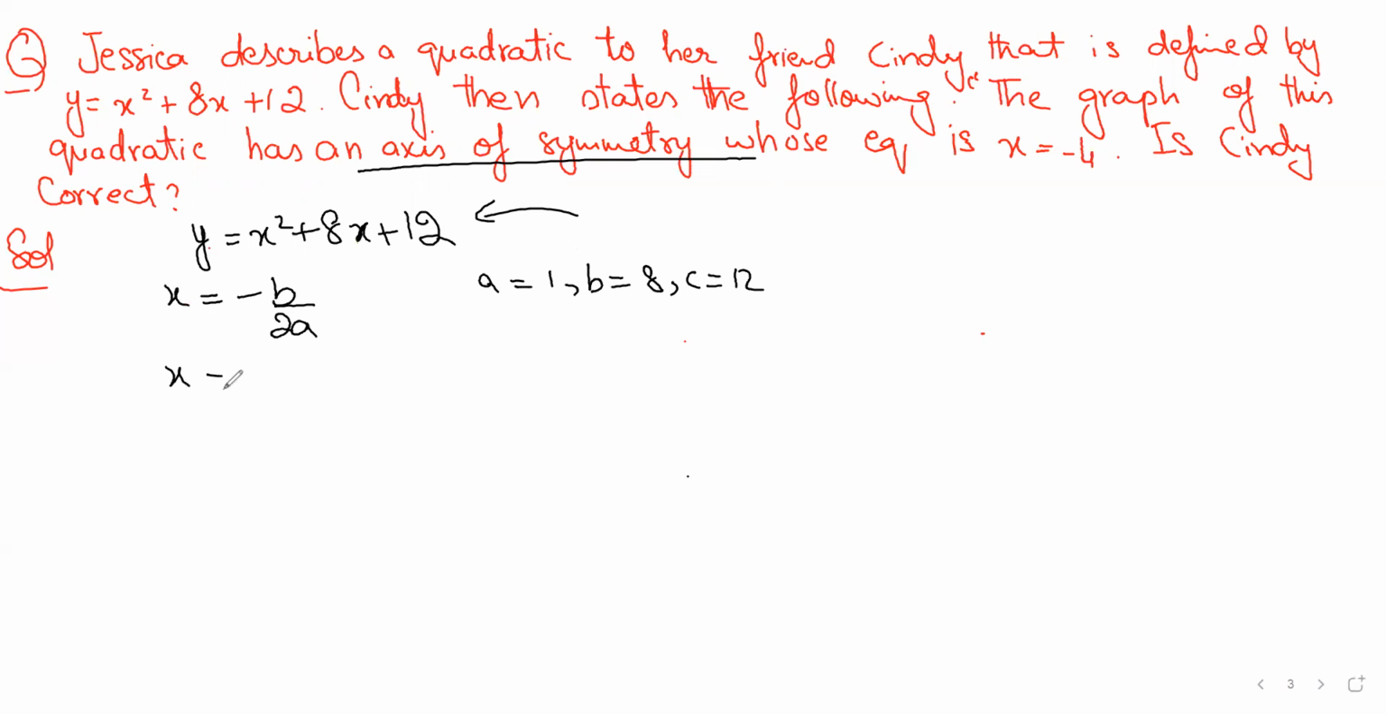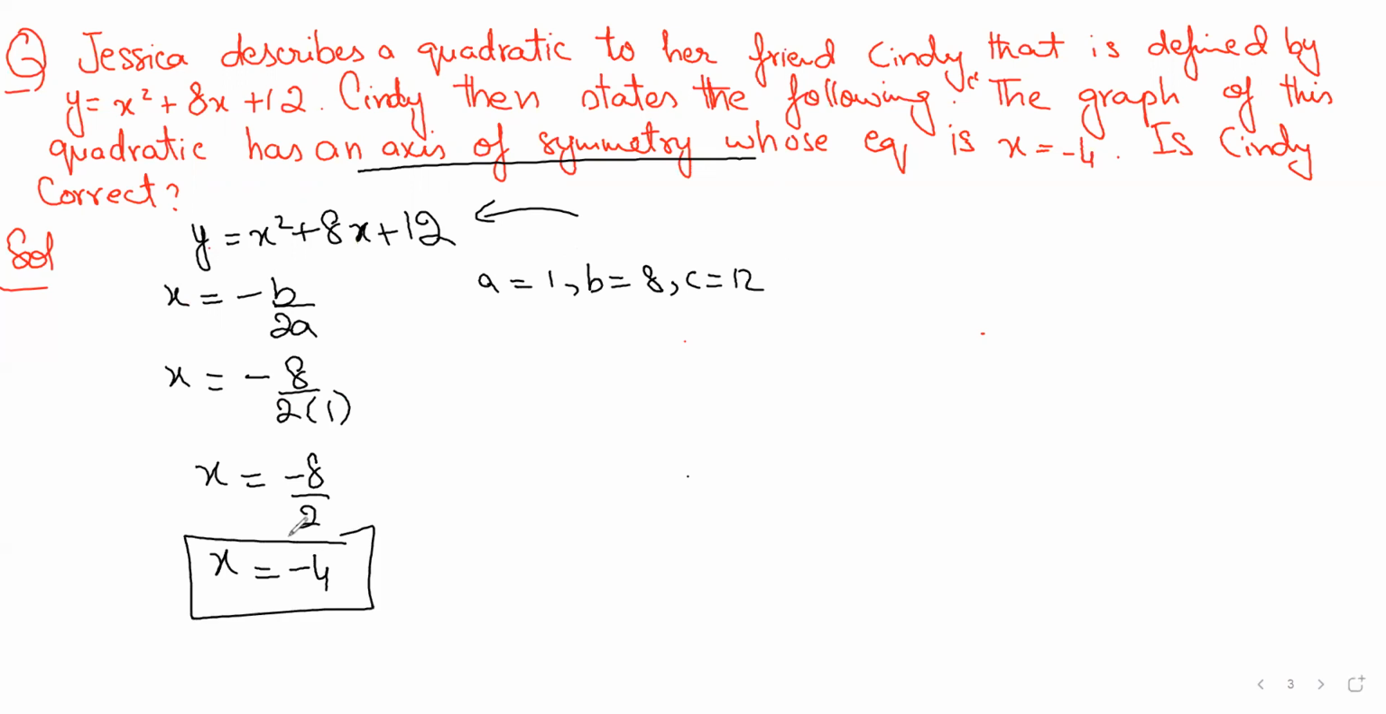I'm going to put them here. It will become -8 over 2 times 1. That will definitely give me -8 over 2. If I simplify it, I will get -4. So yes, the axis of symmetry equation is x = -4. You can see it's given in the question as well. So Cindy is correct. He's right.